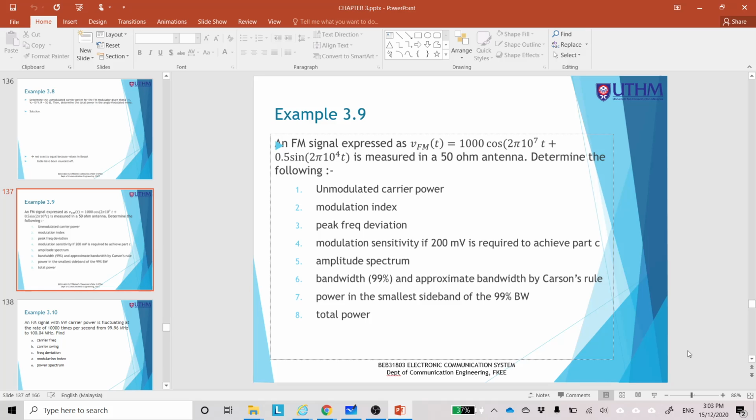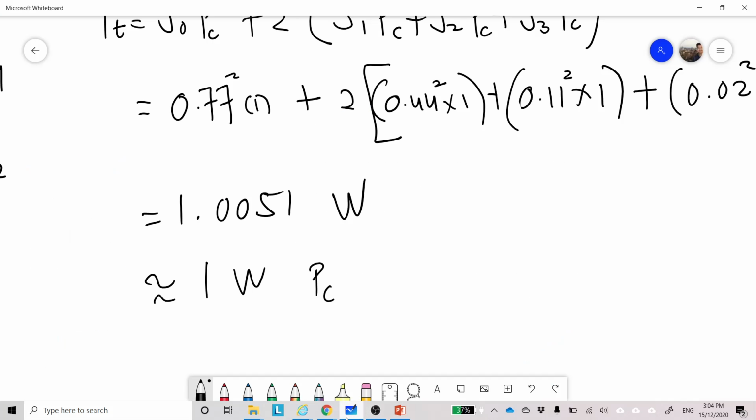Determine the answer for the following questions. Ini soalan seperti ini adalah mirip kepada format soalan final yang lepas-lepas. Biasanya soalan final formatnya lebih kurang seperti ini. Dia akan tanya one by one. Okay, so let's try to answer this question.